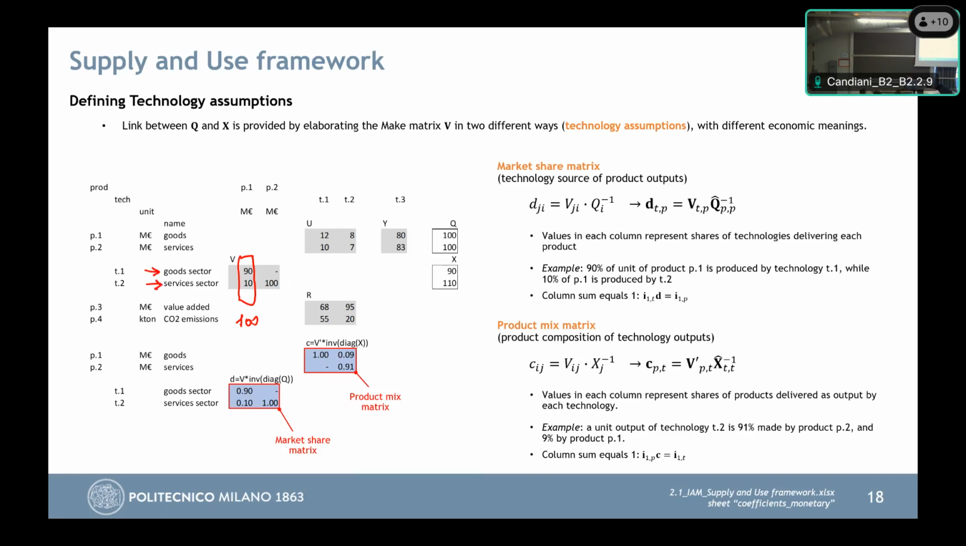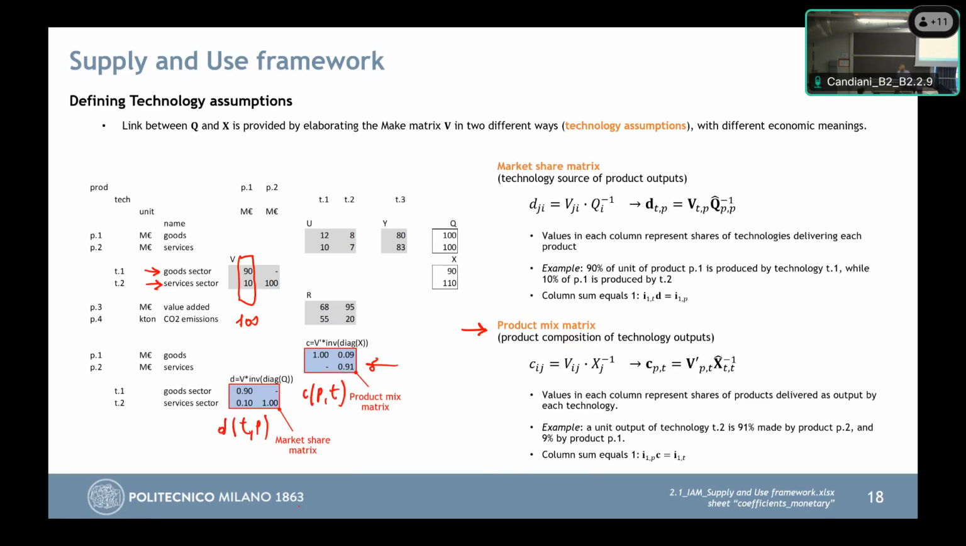Then on the other hand, we are determining the product mix matrix. That is, you see, just another way of elaborating the make matrix. Instead of dividing V by the overall total demand of products Q, we are dividing the transpose of V by the total activity of technology. So we are just getting this matrix here, where all the columns are, again, summing up to 1. And here, with respect to D, the dimensions are transposed. So while the D was a table of shape technology by product, here the C is product by technology.